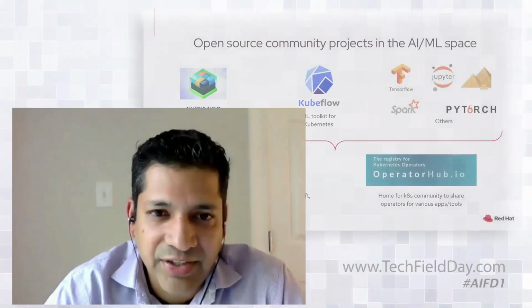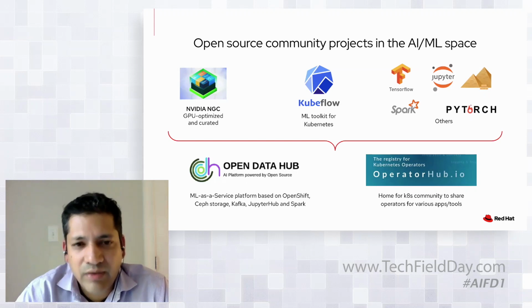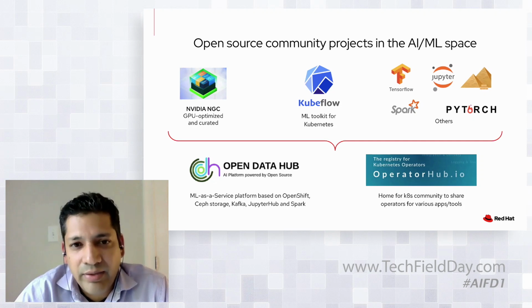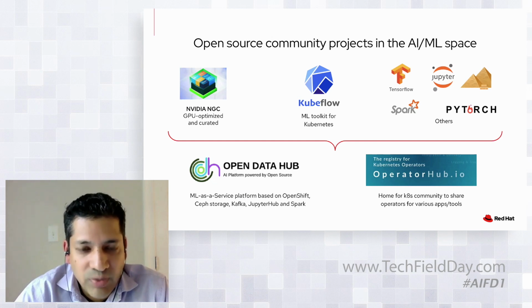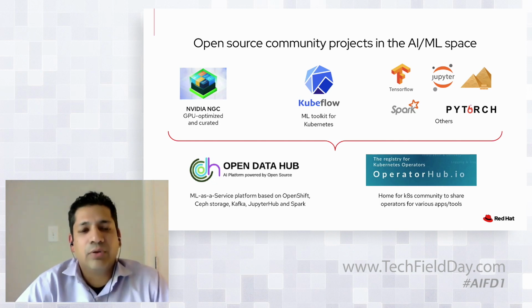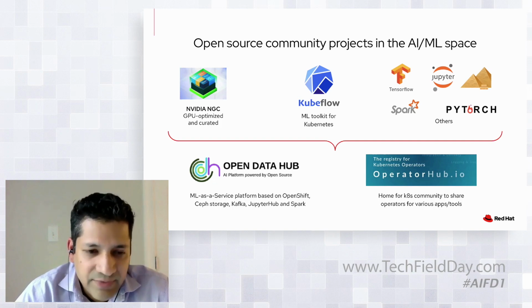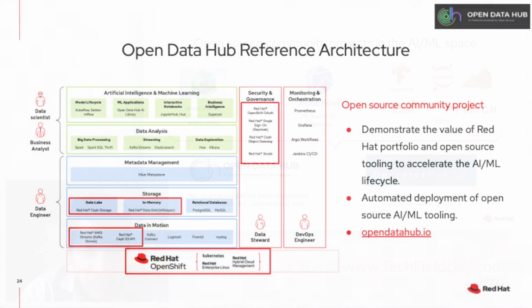Thank you. Yeah, in terms of the open source community projects, this is the second part of our strategy, the strategy slide that I had. We work in a lot of community projects. We have a dedicated team in the CTO office at Red Hat, and we have a lot of data scientists there, so they actively contribute code into these different projects. At the same time, what we are spearheading is the Open Data Hub project. Think of this as a full machine learning as a service platform that's based on OpenShift, Ceph storage. We have Kafka, JupyterHub, Spark, and so on.